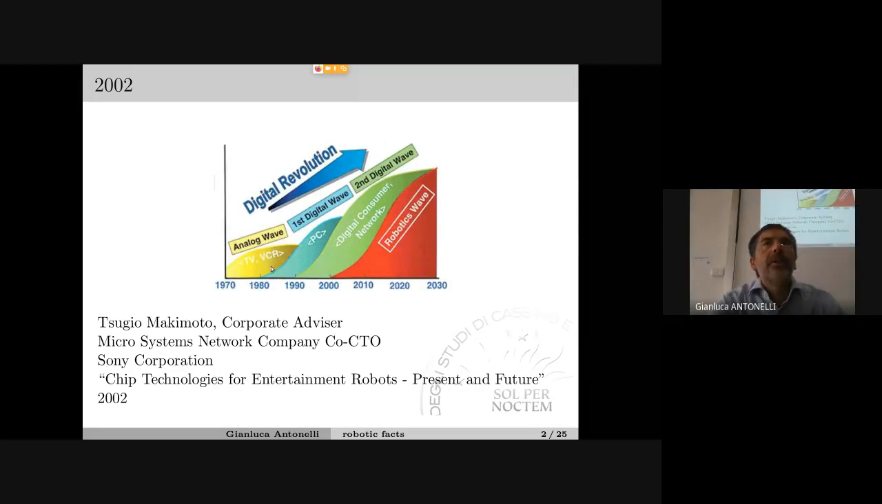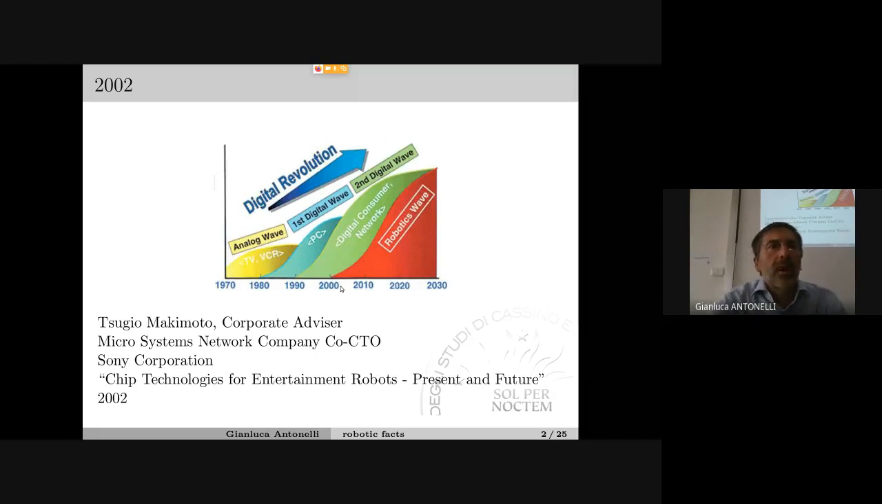It could be that you have never seen a VHS, for example. That was the way to record an analog transmission from TV. Then we witnessed the first digital wave, which they defined with the PC. Let me say that when I was a student, more or less here, it was uncommon to have a PC at home. Not all the students had it. It was quite expensive. Then the second digital wave with the digital consumer network, starting more or less at the end of the 90s. And then he said, okay, we are at the beginning of the robotics wave.